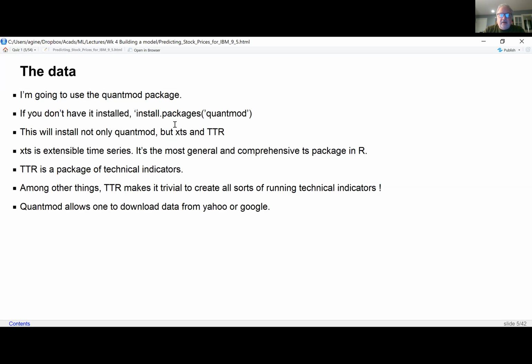And TTR is a collection of technical indicators. If you want to use technical indicators, it's great. In particular, it makes computing any sort of running average or running mean or running standard deviation a one-line operation. So it's very, very nice. And QuantMod, among other things, allows one to download data.